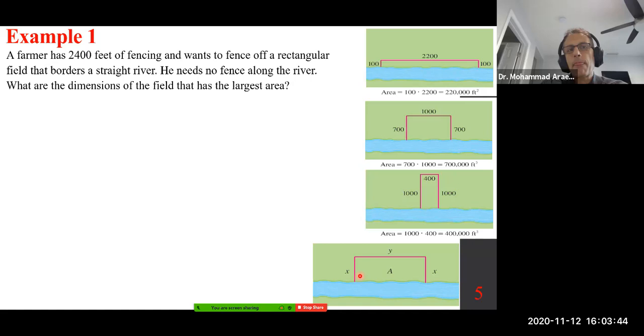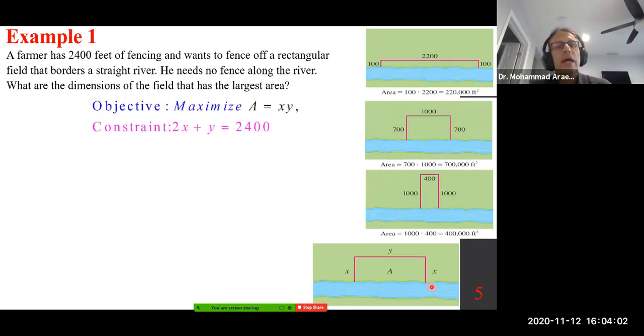Take a look. We have only 2,400 feet of fencing. So we are looking at the perimeter, which is normally 2x plus 2y. But in this case, it's 2x plus only 1y because we don't need anything along the river. Therefore, this is the translation, class. The objective is to maximize the area, which is x times y, and the constraint is 2x plus y equals 2,400. So the process now becomes mathematical, in which case we are looking at A being a function of two variables.